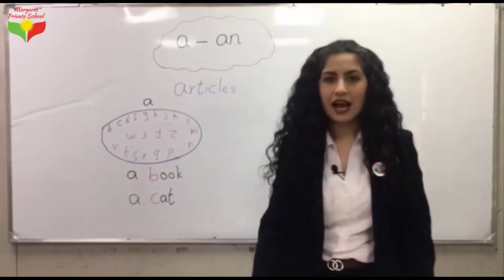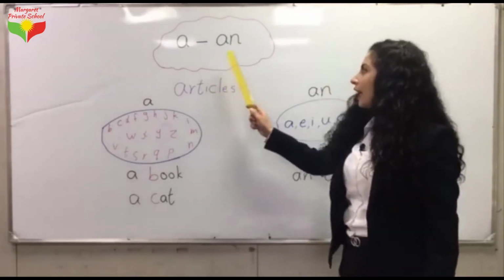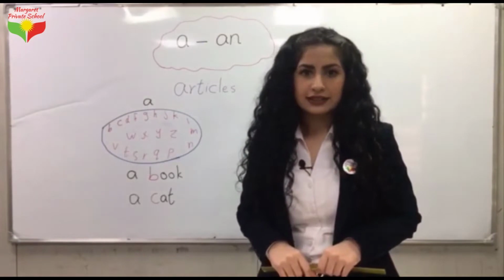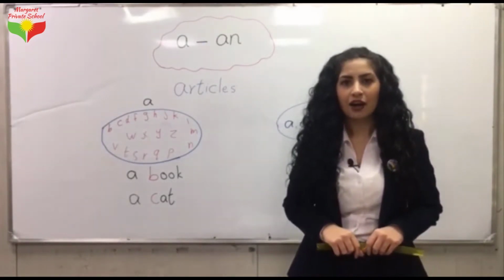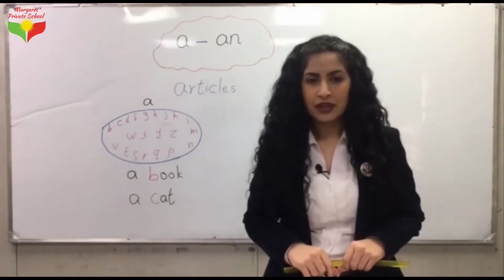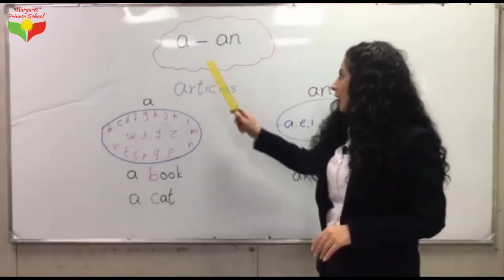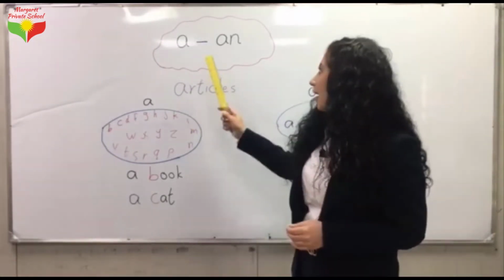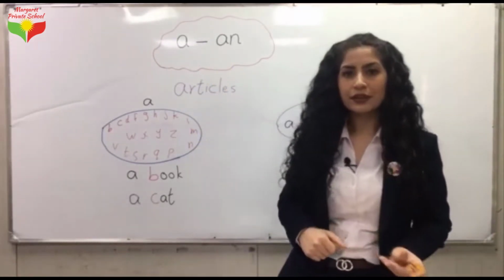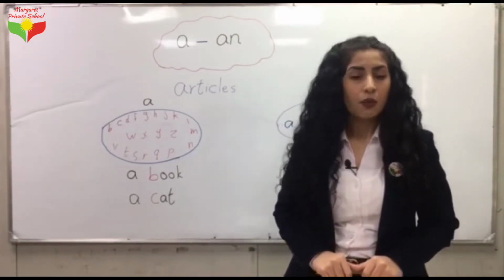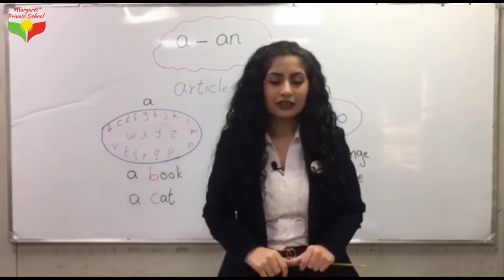Dear kids, now I want to talk about a and an. A and an are articles. A and an come before a singular noun. Okay, what are the singular nouns?